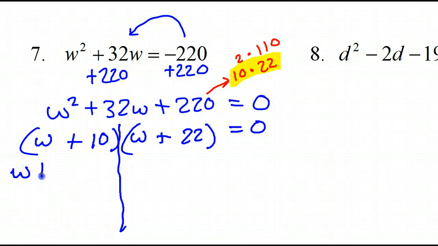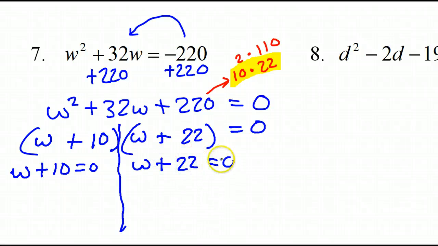Zero product property. W plus 10 equals 0. W plus 22 equals 0.